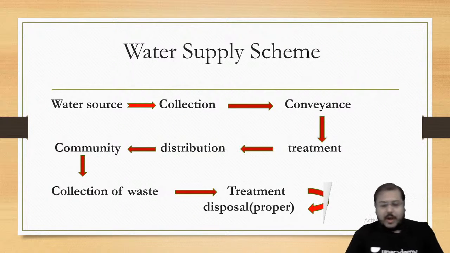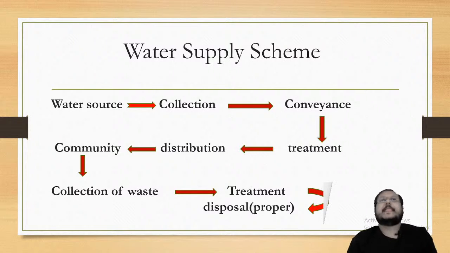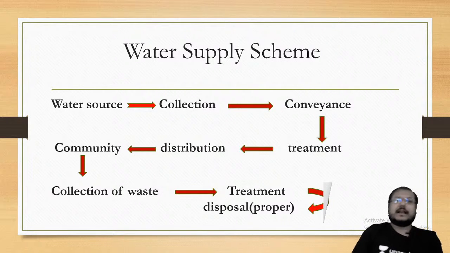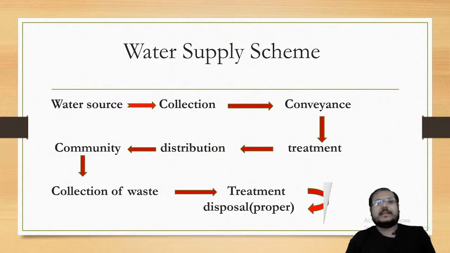Now coming to the water supply scheme. वाटर सप्लाई स्कीम क्या है, कैसे कलेक्ट करेंगे, क्या करना है? पहला तो है कि इस स्कीम में पहला आपको जो देखना है, that is water source. You need to choose a source of water. आपको चुनना है कि कहां से पानी सप्लाई करेंगे.